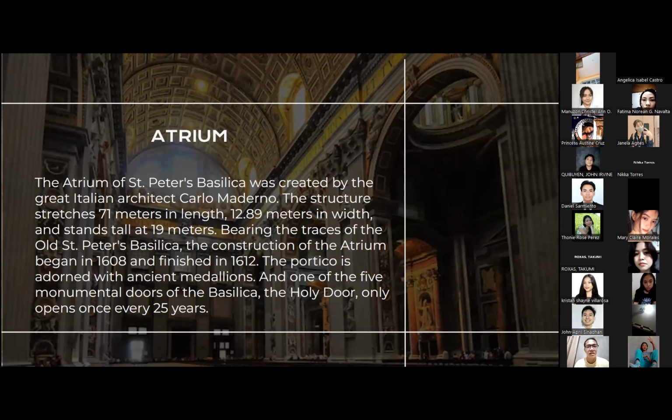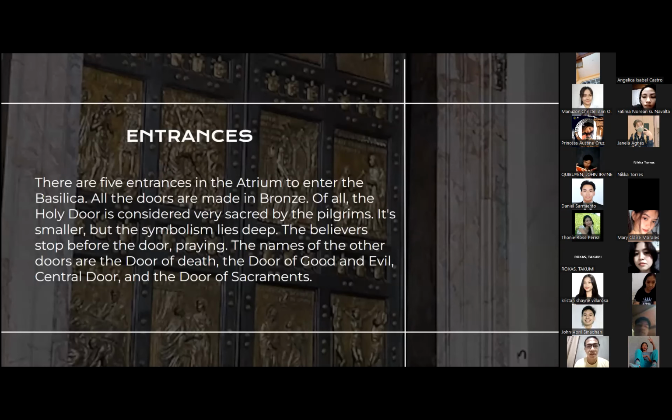So speaking of entrance, next slide po. Entrances. There are 5 entrances in the atrium. So these are the 5 bronze doors: the door of death, door of good and evil, Philaret's door, door of sacraments, and the holy door. Holy door is considered very sacred by the pilgrims. So kapag po sinasabi nating pilgrims, sila po yung mga tao na naglalakbay mula sa malalayo upang pumunta sa isang banal na pook or lugar. And the holy door only opens once every 25 years. Next slides po.